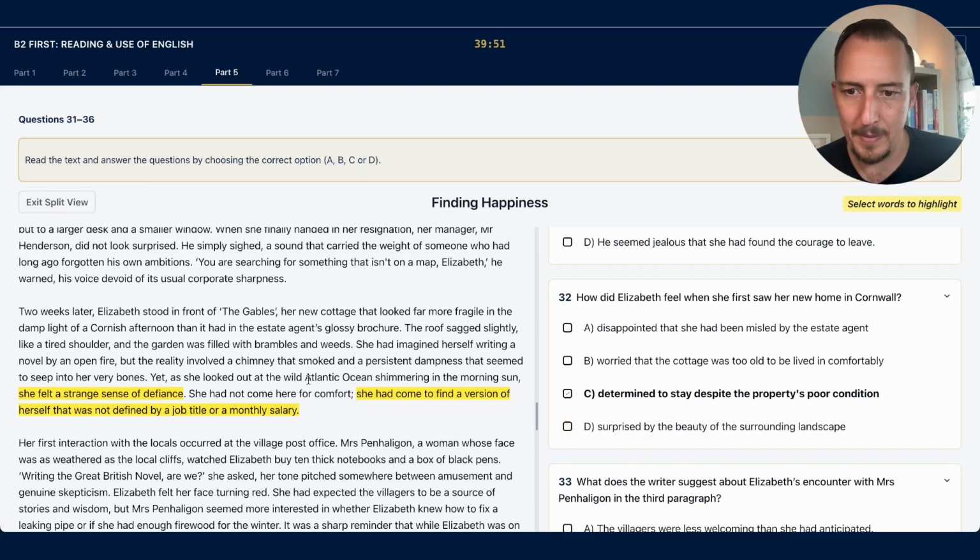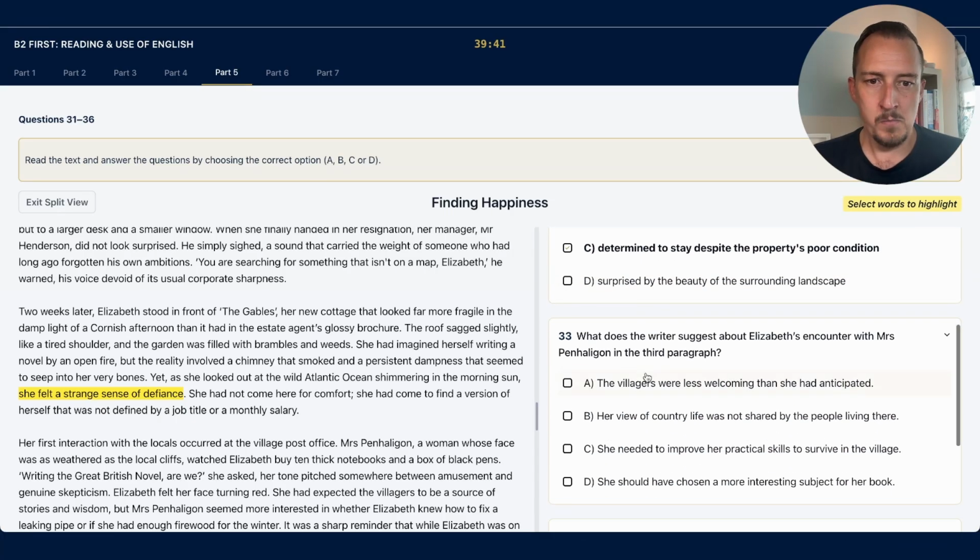Yeah, so they talk about the surrounding landscape, the Atlantic Ocean shimmering in the morning sun, but she's not surprised by it. So yeah, we're going to go for C. C is the correct answer.